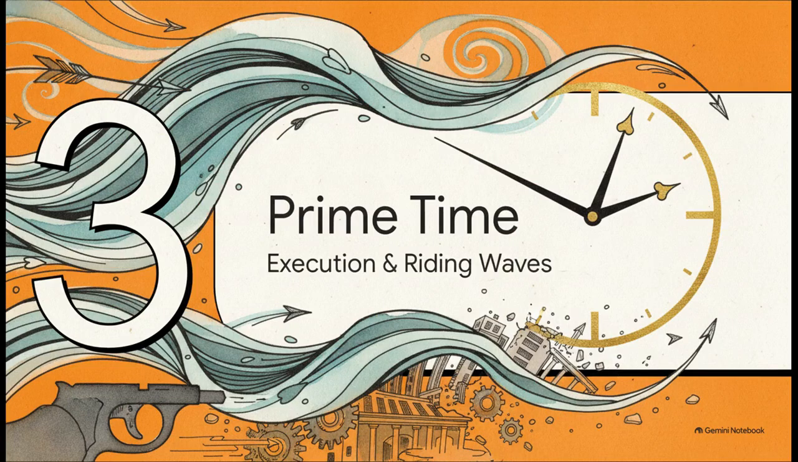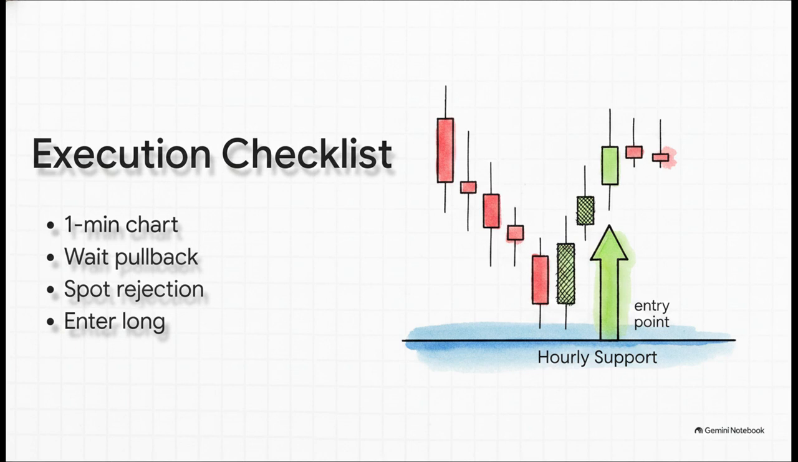Section 3. Prime time, running from 1500 to 1800 SAST. Execution and riding the wave. All right, so having survived the news, the fake-outs are completely done and the big institutions have tipped their hand, now you're ready to pull the trigger with the wind at your back. Here is your exact execution checklist. You are glued to that 1-minute chart, waiting incredibly patiently for a pullback down to that hourly support line. You're watching specifically for a rejection, maybe a strong bullish engulfing candle or a long wick pin bar bouncing perfectly off the line. The exact second you see it, you enter long.